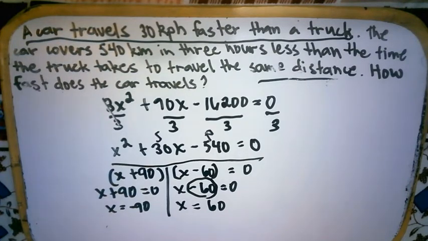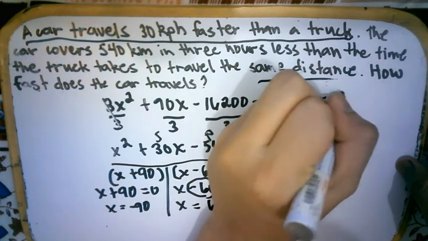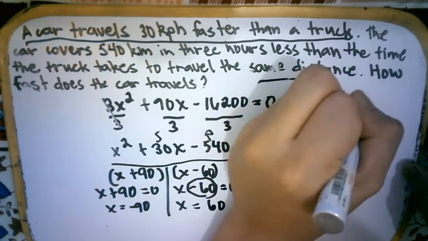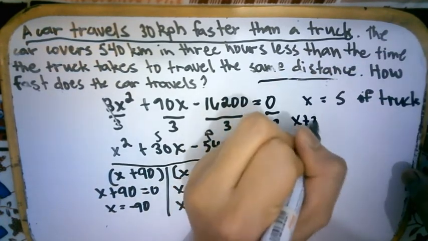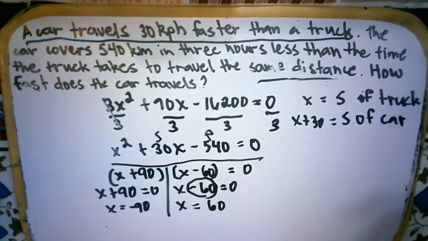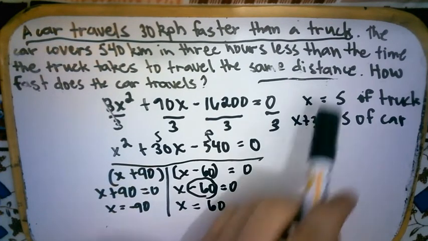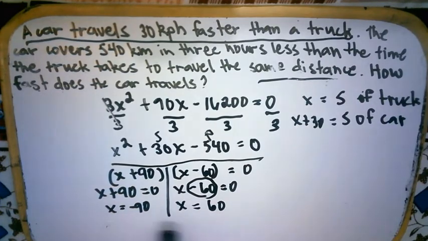So if we will go back to our first steps a while ago, nag-let x tayo kanina. Ang x natin ay yung speed ng truck, speed of truck, and then x plus 30 is the speed of car. So, obviously, kung titingnan natin, may value na tayo ng x. So, pwede nating malaman yung speed ng truck. Kasi ang speed ng truck ay x. Kaso, dalawa yung value ng x natin. So, ano bang speed ng truck?